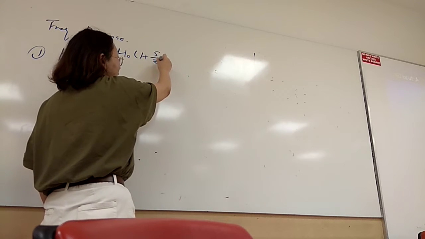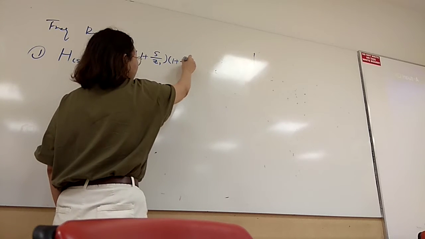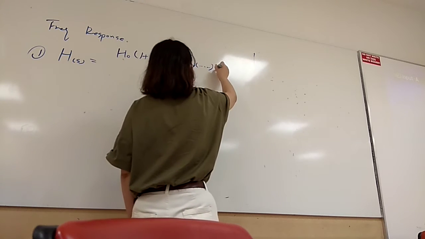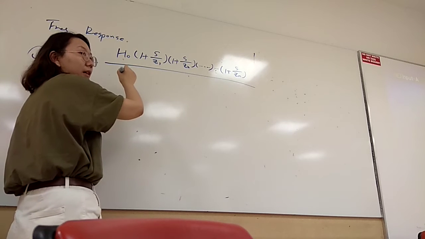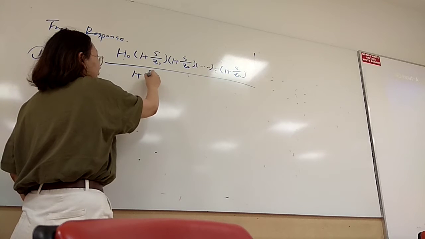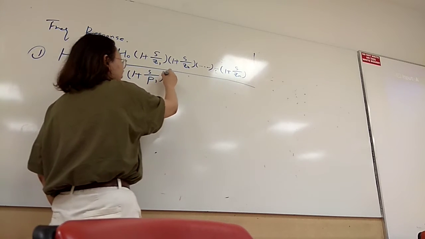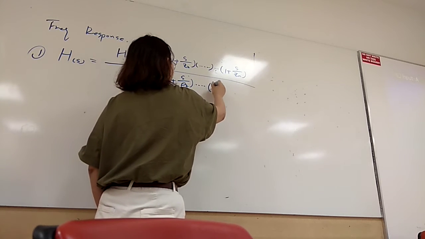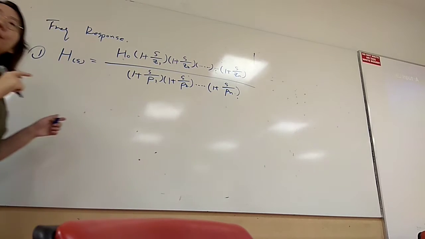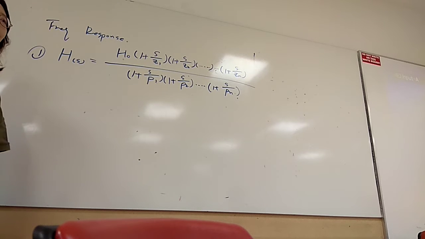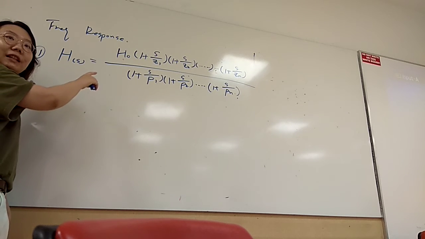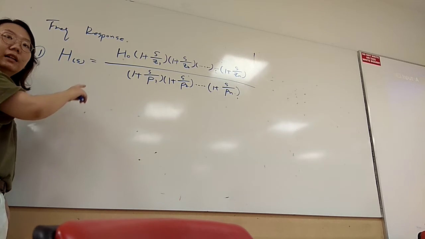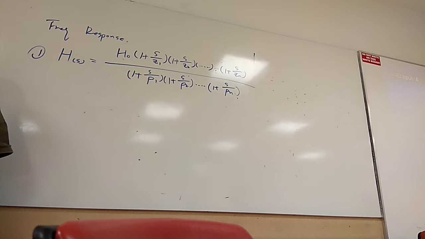The general form is H(s) = K(1 + s/z1)(1 + s/z2) over (1 + s/p1)(1 + s/p2). It's not an example. Regardless of the circuit, if you are asked to derive the transfer function, in the end you should be able to get this. So in the end, all your transfer functions you should be able to write in this form.